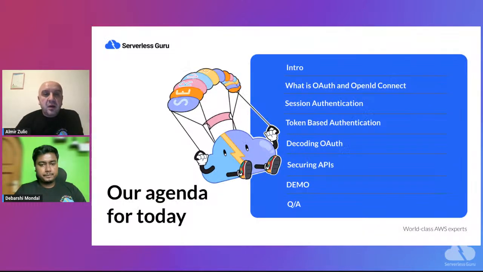Okay, yes. So in today's session, we are going to focus more on OAuth and OpenID, and later we have a demo on Cognito. So we'll start with an intro about what is OAuth and what is OpenID, and then move to sessions and what types of authentication we have, like session and token based. And then we will show you how we can decode OAuth and do a deeper dive into the OAuth part.